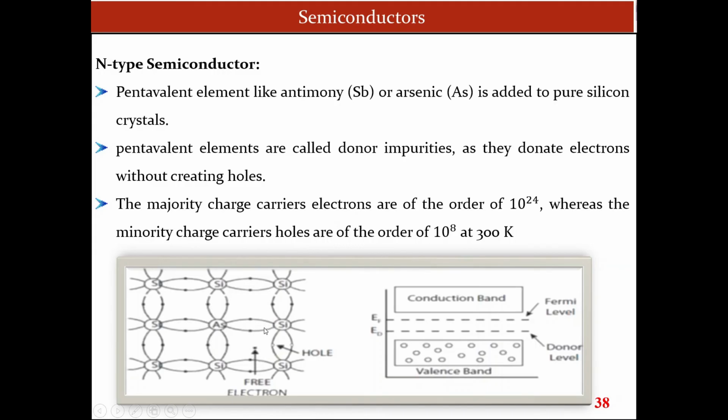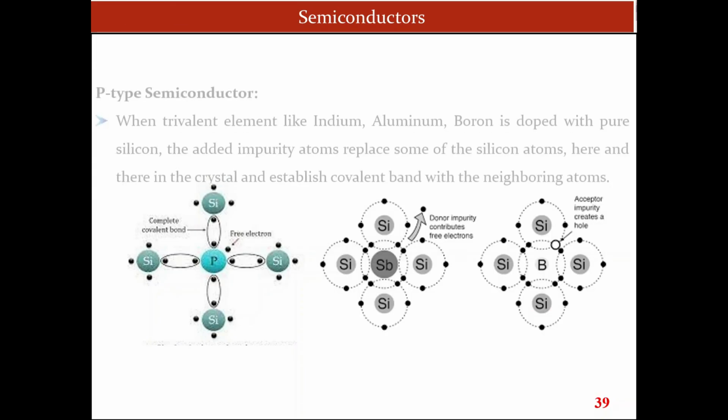The minority carriers in n-type are holes. But for p-type, the majority carriers are holes and the minority carriers are electrons. Now let's proceed to the p-type.